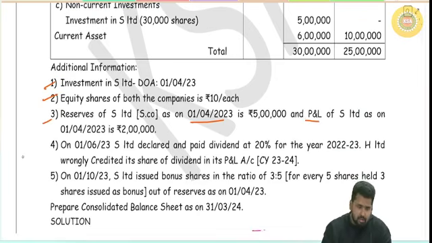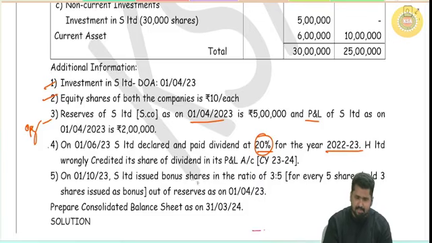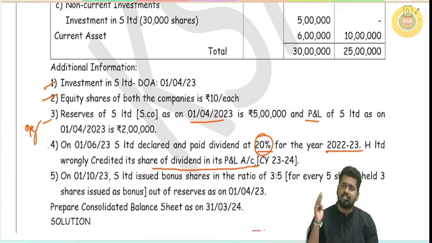Now listen to me. 4th point. This is the opening value. On 1st June, S Limited declared and paid dividend at 20% for the year 22-23. For the last year, in the current year, they are paying the dividend at 20%. H Limited wrongly credited its share of dividend in its P&L account. See, for last year's dividend received in the current year, you have to see whether it is your dividend or someone else's dividend.